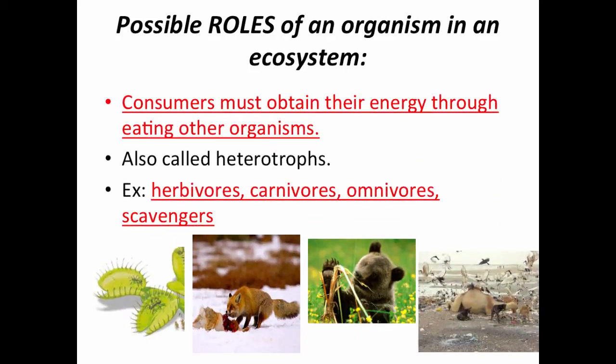Consumers. Consumers must obtain their energy through eating other organisms. Because we are not able to do photosynthesis, we have to obtain our energy another way, and we do that by eating other organisms. So since we do not make our own energy, we are called consumers because we have to consume our food, or we're called heterotrophs because hetero means different and troph means to eat. So we can eat many different things. Examples could include herbivores, carnivores, omnivores, and some scavengers. And even in the picture, the Venus flytrap.